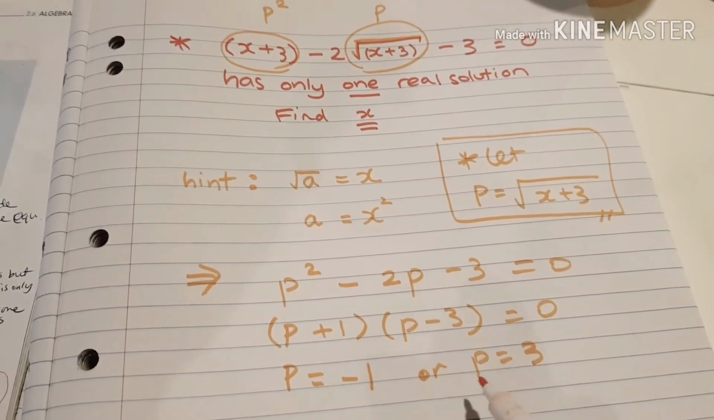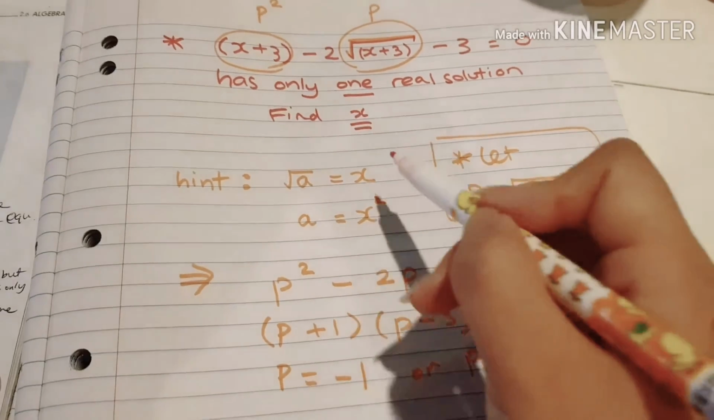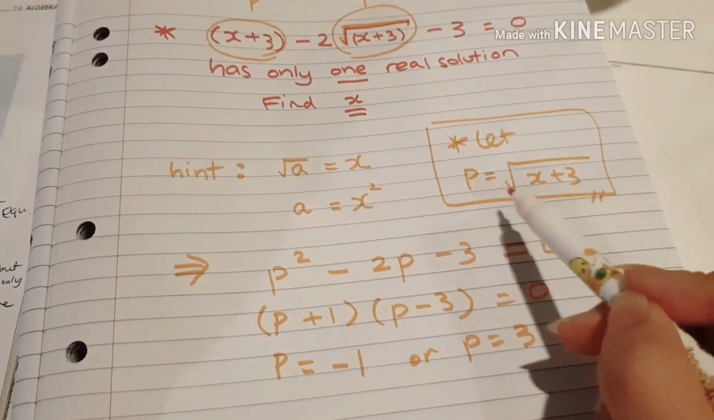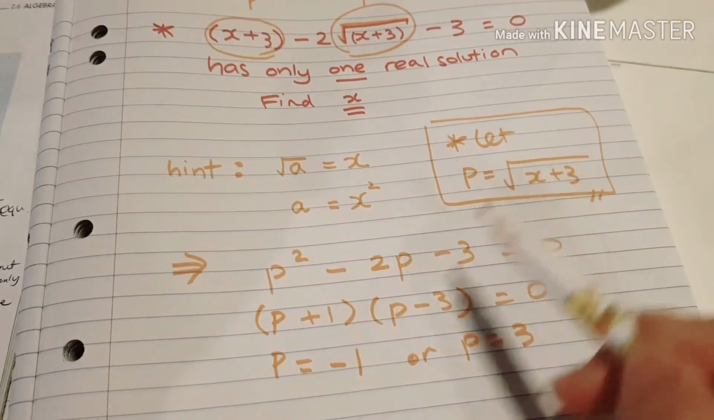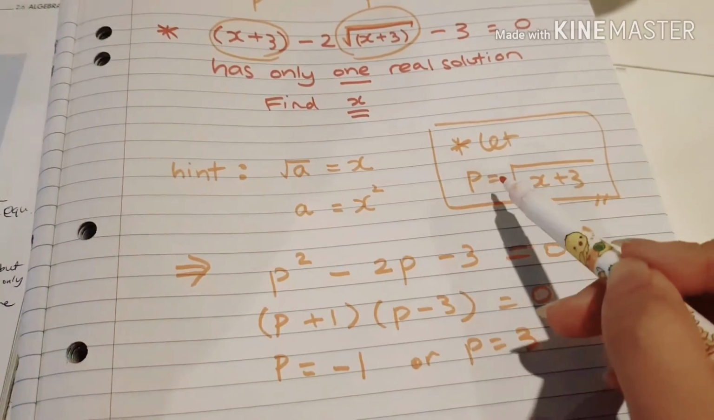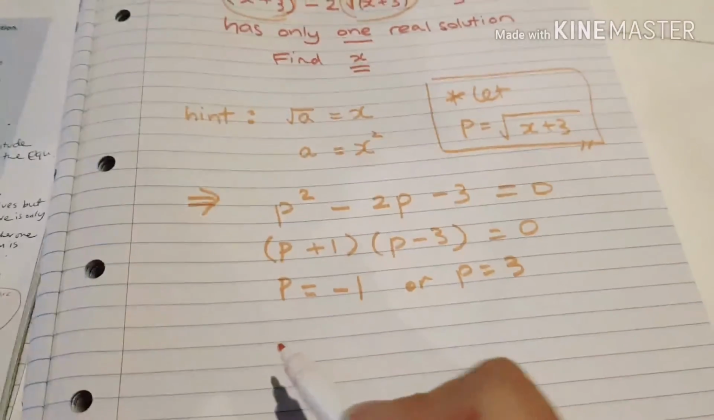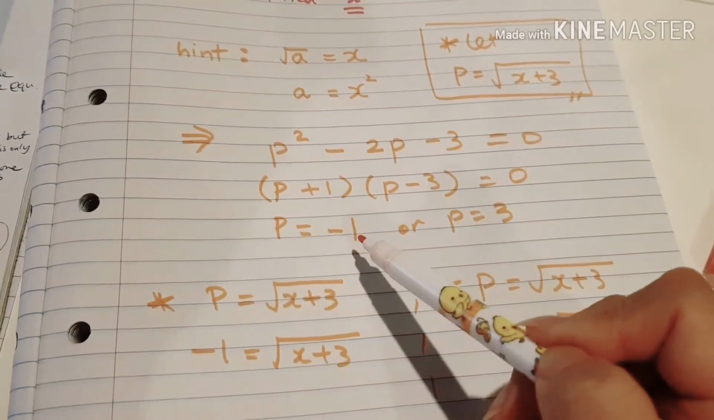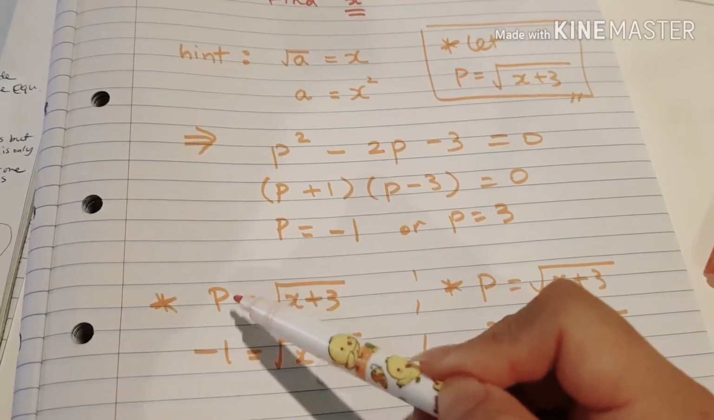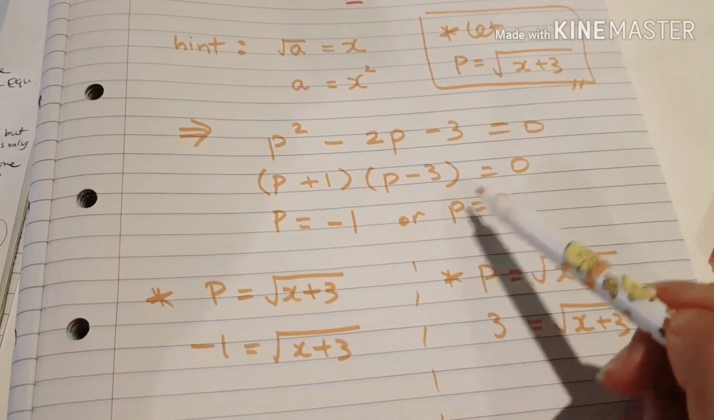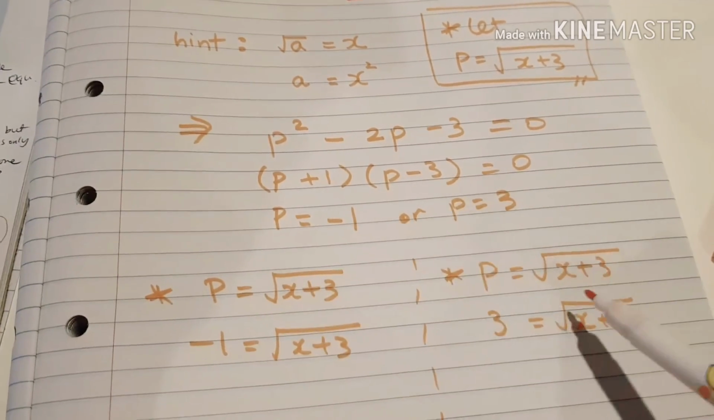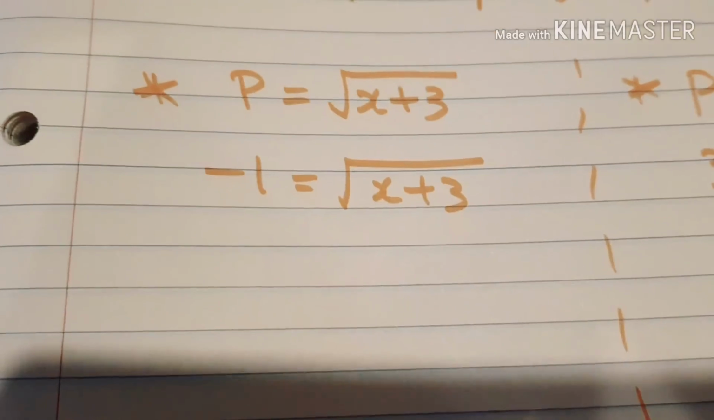I found out the value of p's, not the x. So what I'm going to do, this is my p, so I'm going to substitute. Instead of p, I'm going to put -1 there. So I just insert -1 into that p. I insert 3 into that p, and I'm going to find out the corresponding x value.